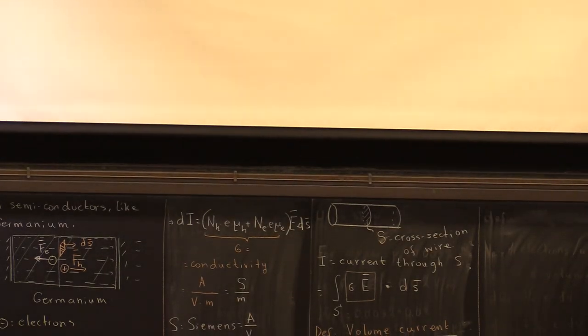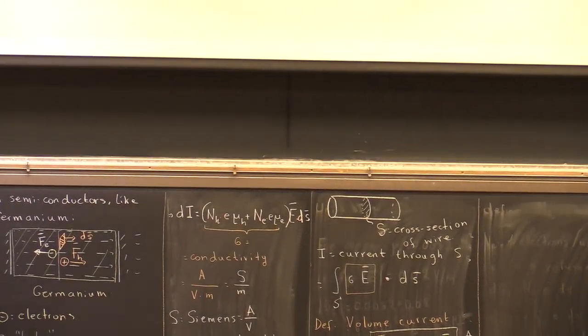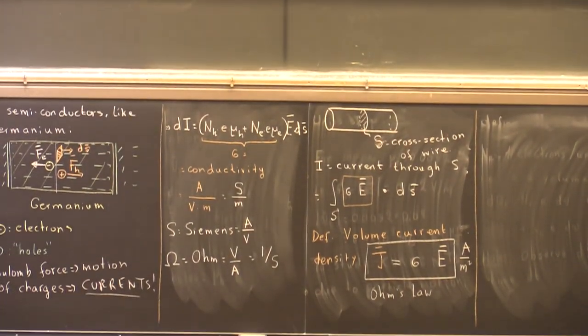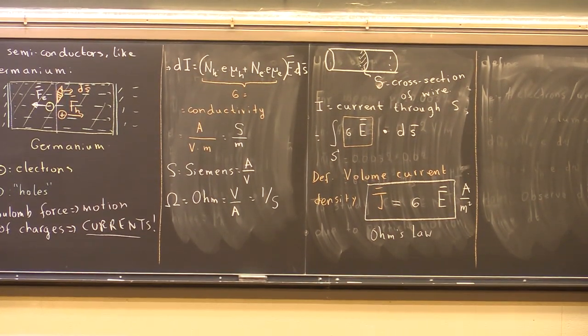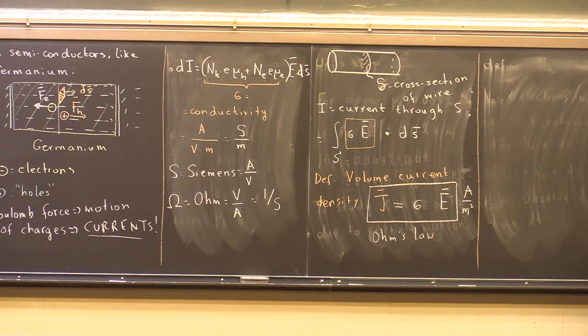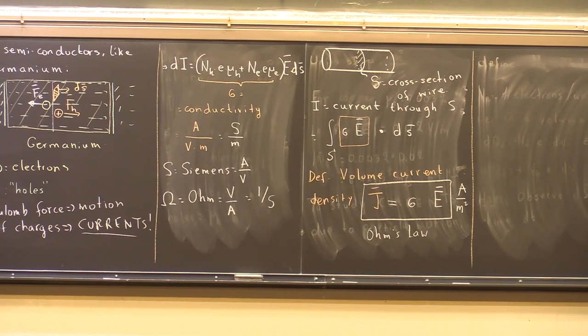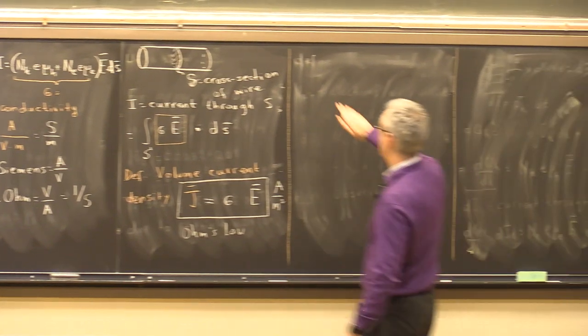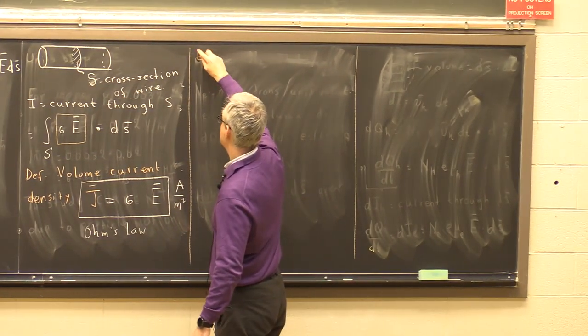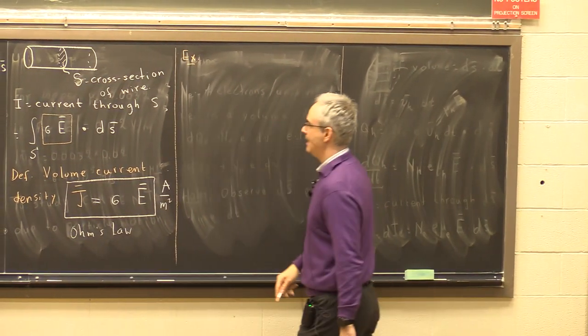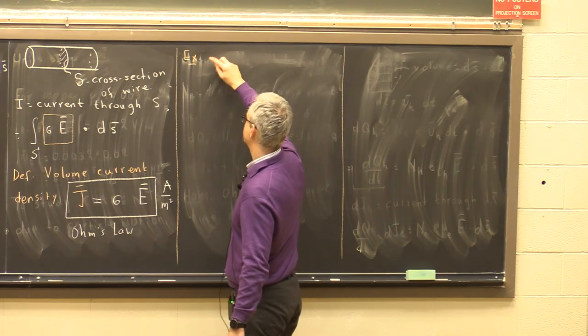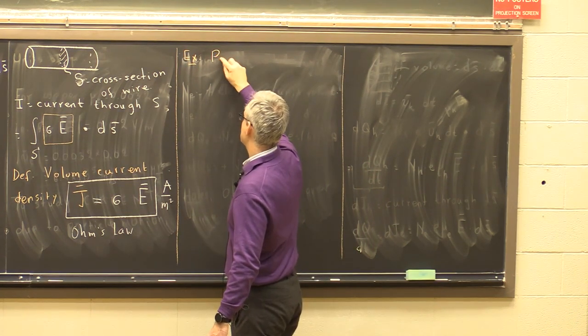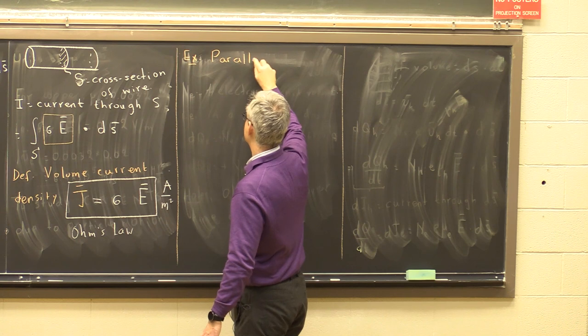And now going back to why this is Ohm's law, and since we have the current, I will give you two examples, hopefully two. Let's see. So the first example is indeed the capacitor, the parallel plate capacitor.